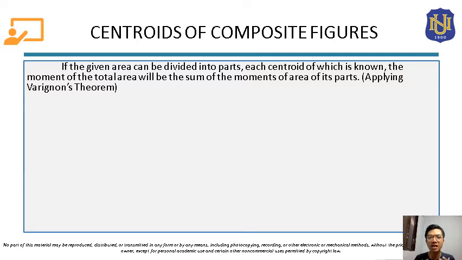So let's talk now about the centroids of composite figures. A composite figure is a figure or shape that can be divided into more than one of the basic figures such as rectangle, triangle, circle, semicircle, quarter circle. So if the given area can be divided into parts, each centroid of which is known, we know that rectangles, triangles, semicircle, quarter circle, their centroids are already established, right? So the moment of the total area will be the sum of the moments of area of each part. We apply Varignon's theorem for that concept.